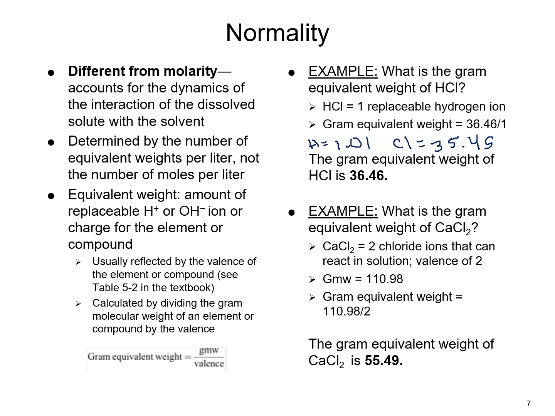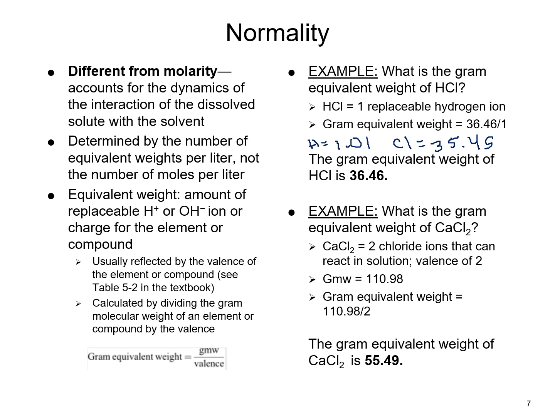Now, this particular solution, the hydrochloric acid, has one replaceable hydrogen ion, so we would take the gram molecular weight divided by that valence of 1. And of course, this is a pretty easy one. Now let's move on to something a little bit more difficult.